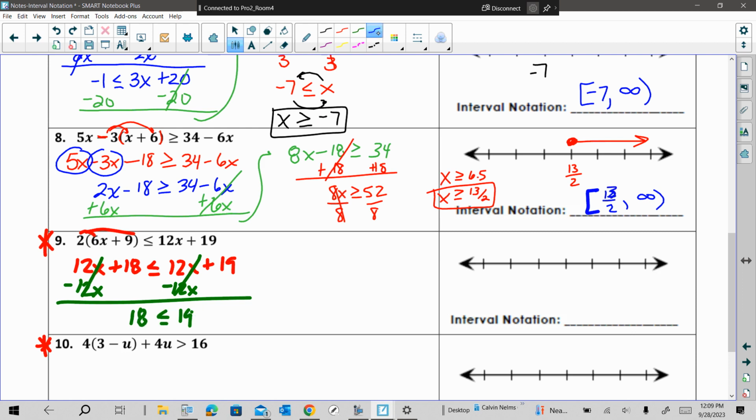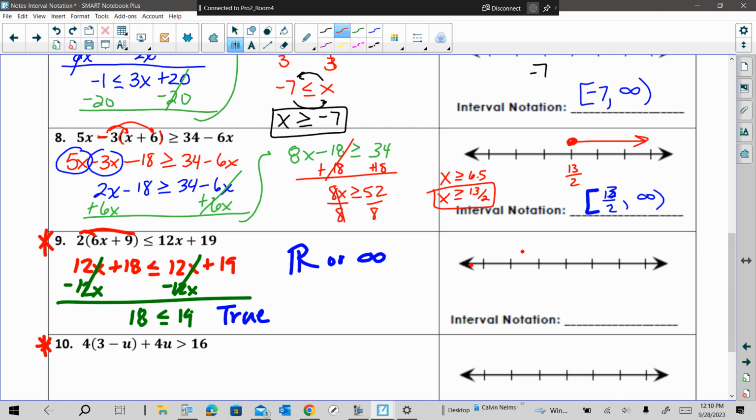This is a true statement because it's less than or equal to. So 18 is less than 19, so that's true. And whenever we have true, we have all real numbers, or you can say infinite solution, or infinity. So infinity means every number, all real numbers means every number on the number line is a solution.